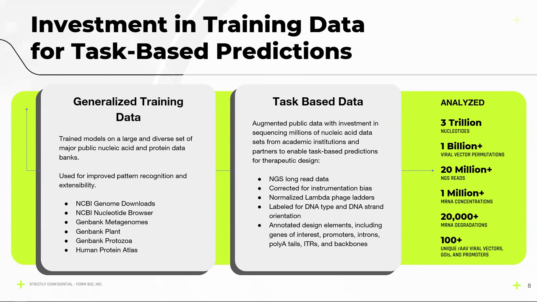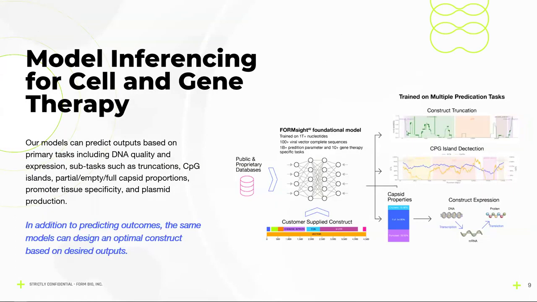So upon our extensible base model, we have primary tasks and subtasks that help to provide vector design outcomes and optimizations. So the idea being that if you input a nucleotide sequence into our model, we're able to generate these insights. So let me see if this works.